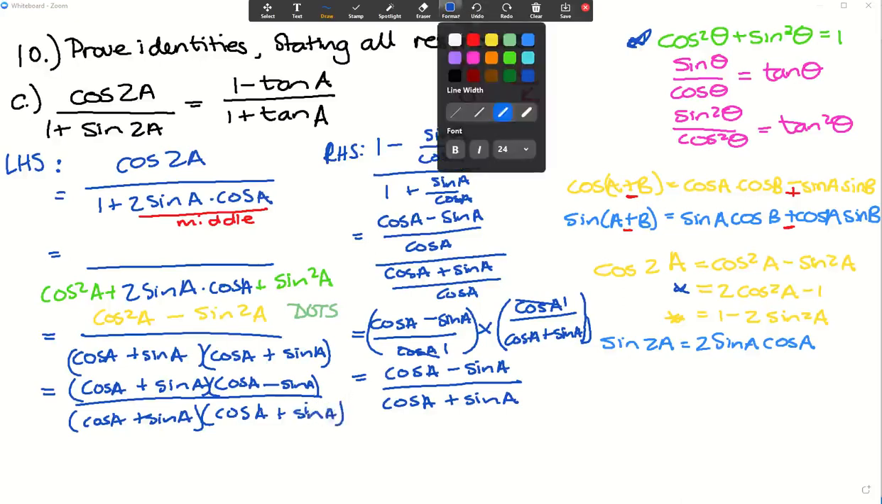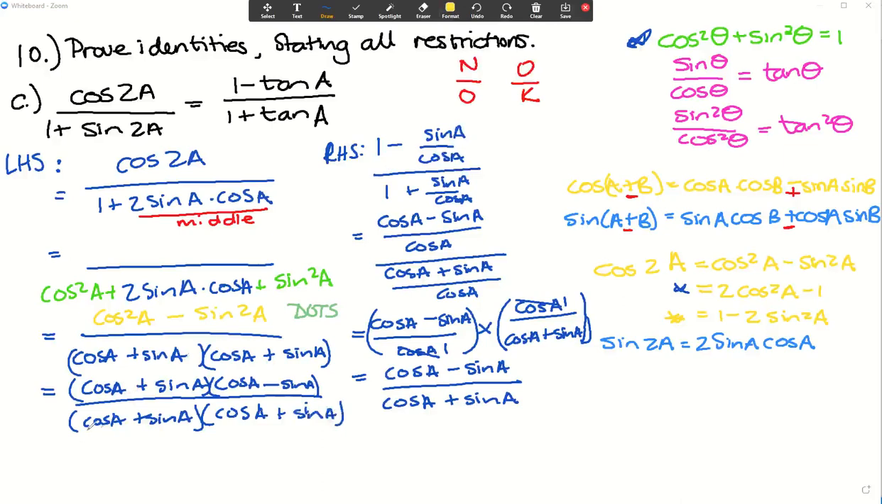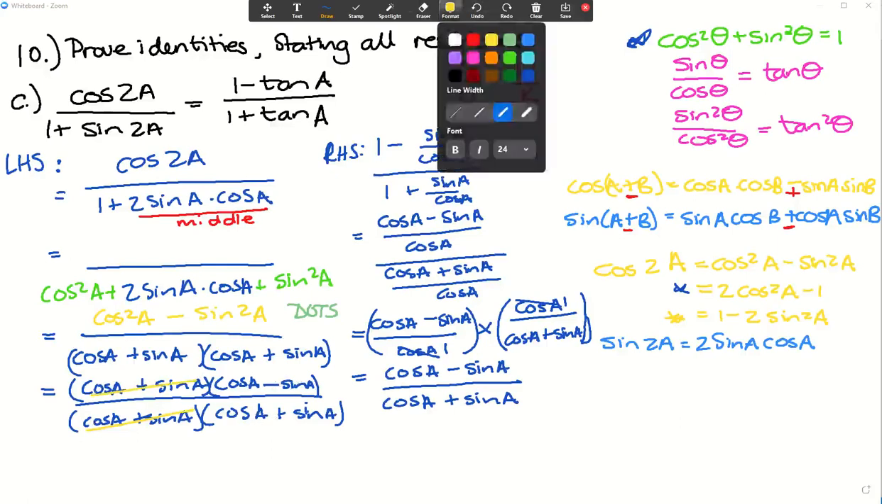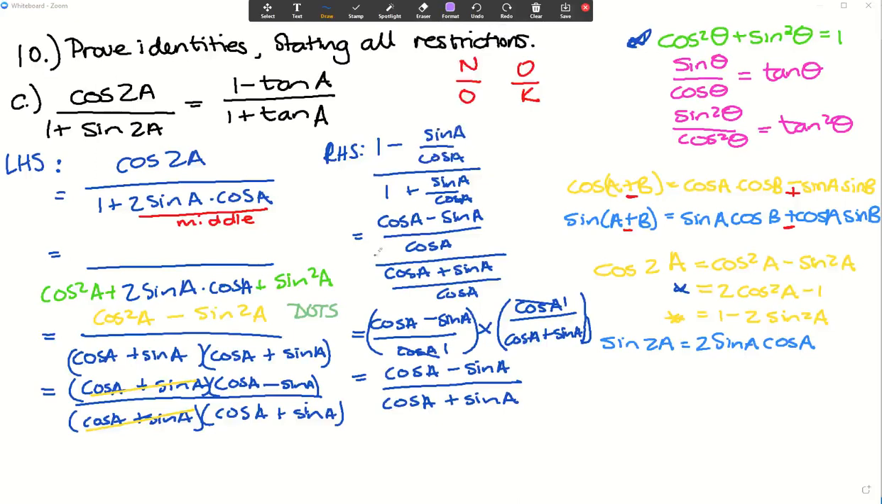And now I can simplify these ratios. I can see there's a cos A plus sine A, there's a cos A plus sine A. Here's a cos A minus sine A and a cos A plus sine A. Because of the different signs there, I'm not allowed to simplify it. And now we've gotten to a point where we see that our left-hand side is equal to what we devised on our right-hand side. So both of these had to work towards simplifying.